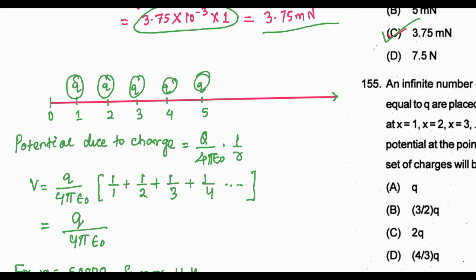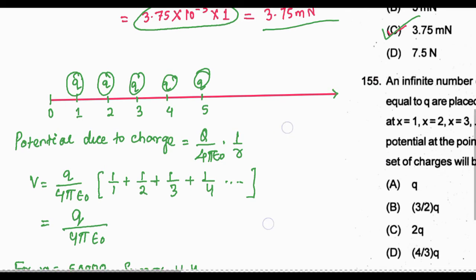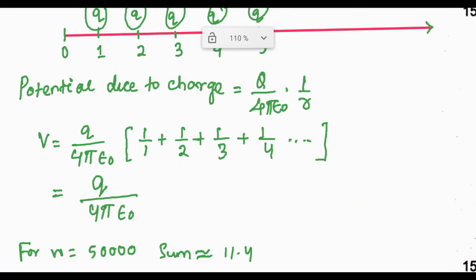This is q by 4 pi epsilon into r. This is the potential due to a charge. Due to so many charges, what will be the potential? This is very simple. This is the addition of all the potentials, because the direction is also the same, and potential is not a vector quantity. So q by 4 pi epsilon naught, because q is the same for all, and what will be the 1 by r values? 1 by 1 plus 1 by 2 plus 1 by 3 plus 1 by 4 and so on. This series continues.